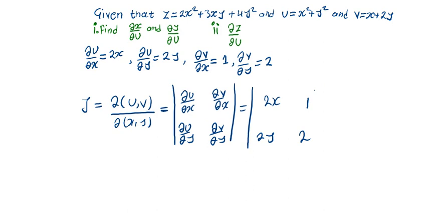Okay, so what we do is find the determinant, major diagonal minus minor diagonal, of which our major diagonal is going to be 4x minus our minor diagonal, which is 2y. So we have determined that our Jacobian is equal to 4x minus 2y, which is 2 times (2x minus y).